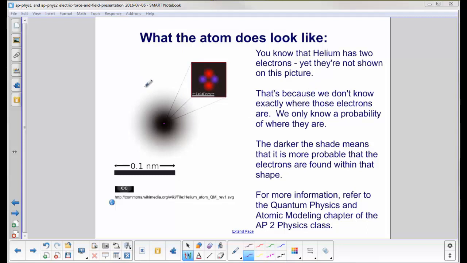You don't see electrons here. You don't see an electron over here orbiting or another electron here. And that's because we don't know exactly where they are. We only know a probability of where they are. The darker the shade means that it's more probable that the electrons are found within here. As you get lighter, you have less of a probability of finding the electrons, and then out here it's a little less, and then further away a little less. And for more information on this, we're going to cover that in the Quantum Physics and Atomic Modeling chapter of the AP2 physics class. For now, we're just going to say those 2 electrons are somewhere around that nucleus.